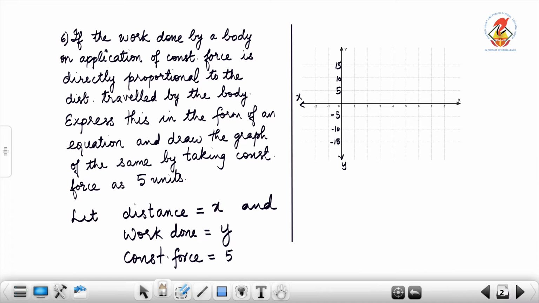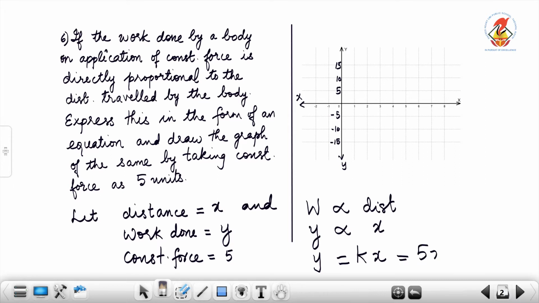Work done is directly proportional to the distance travelled. Here work done is y, the directly proportional symbol is like this, y is directly proportional to x. To remove the directly proportional sign, y is equal to kx, where k is some constant, and the constant force here is given as 5, so 5x.